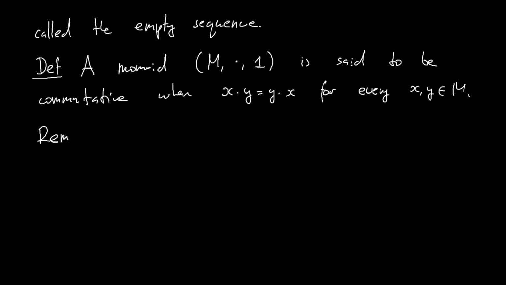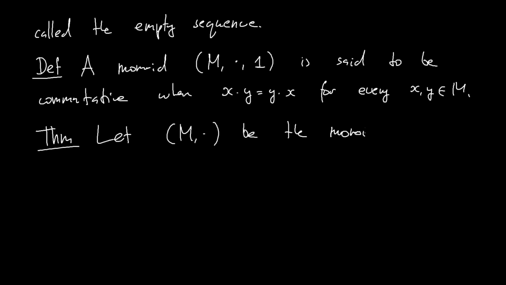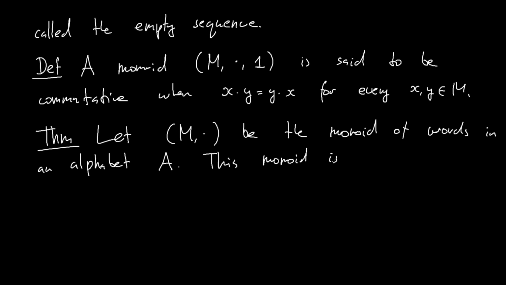So let's maybe make a remark here that the monoid of words is... you know what? I'm going to turn this remark into a theorem, actually. Let M with dot be the monoid of words in an alphabet A. This monoid is commutative if and only if... there are some cases when the monoid of words is commutative, and I would like you to tell me which these cases are.